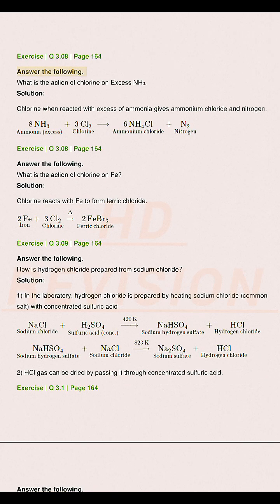Exercise Q3.08, page 164. Answer the following. What is the action of chlorine on excess NH3? Solution. Chlorine when reacted with excess of ammonia gives ammonium chloride and nitrogen.